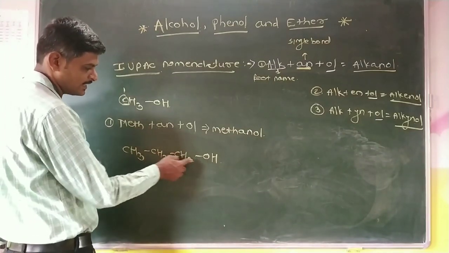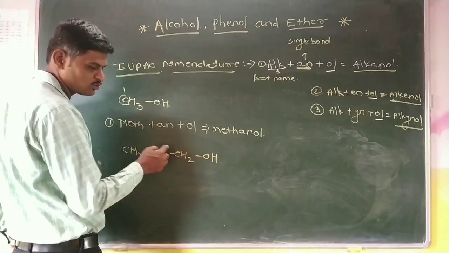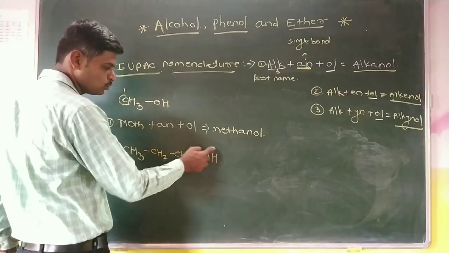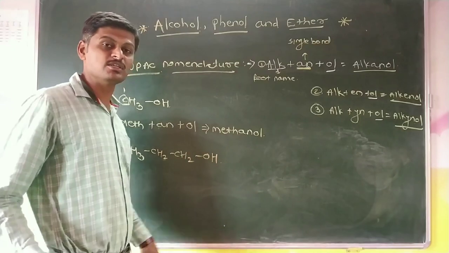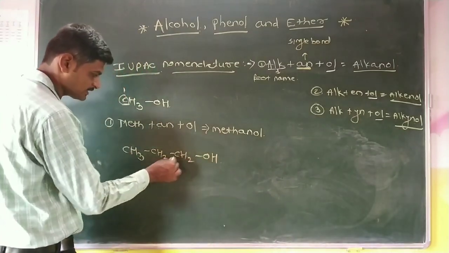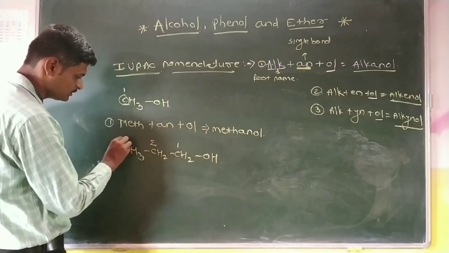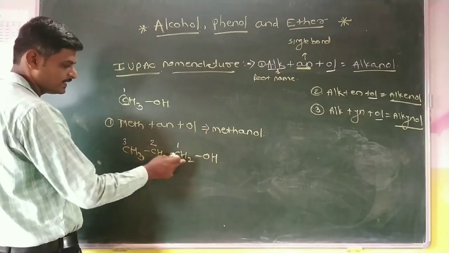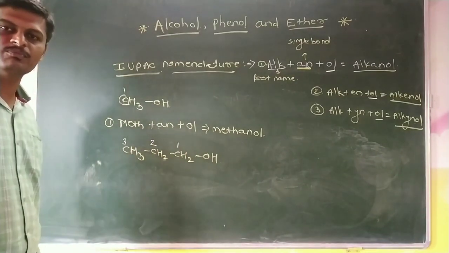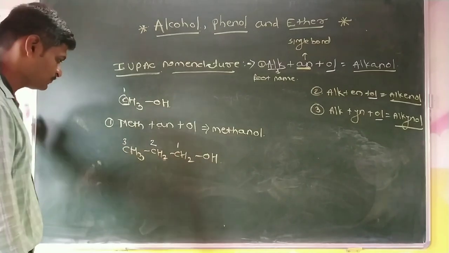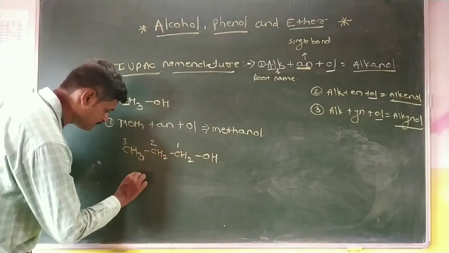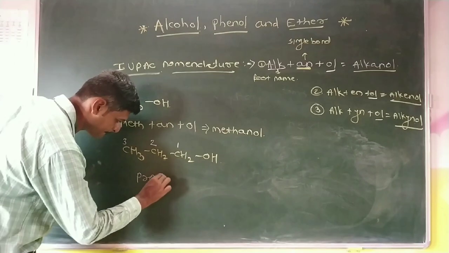The numbering starts from the end where the OH group is directly attached to the carbon atom, because the OH group is considered the principal functional group. Therefore this carbon is numbered 1, this is 2, this is 3. There are 3 carbon atoms in the parent chain. Therefore the 3-carbon root name is prop.